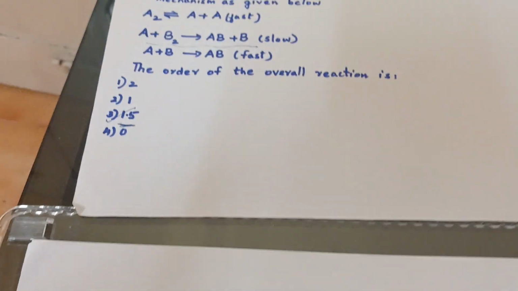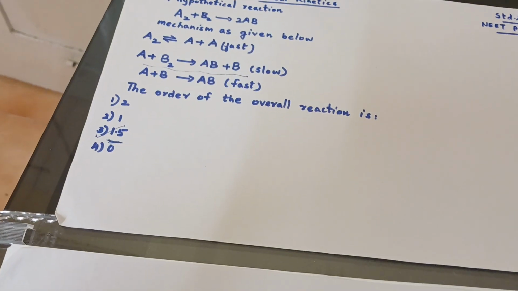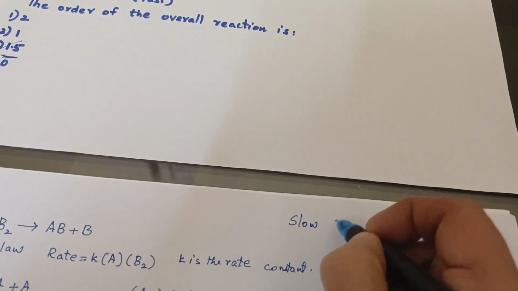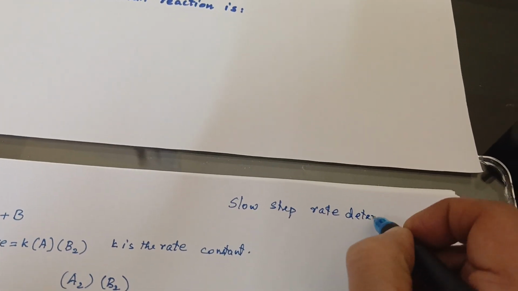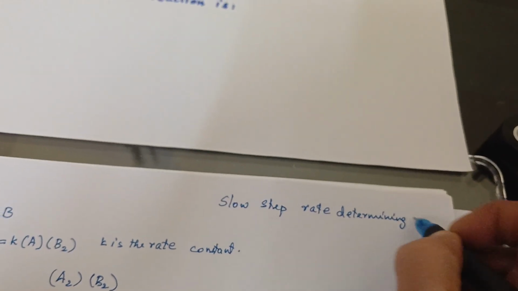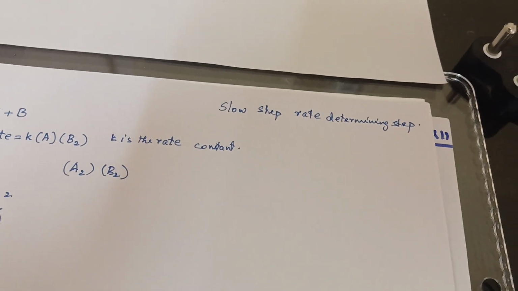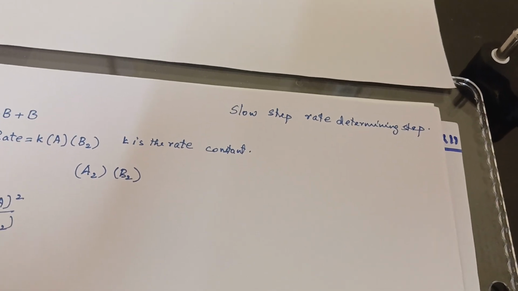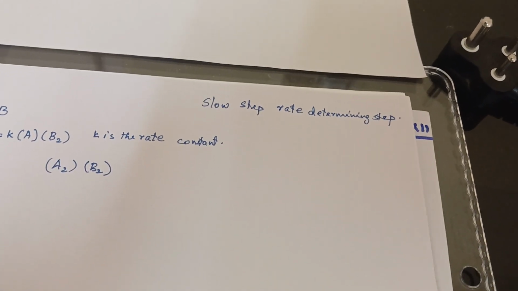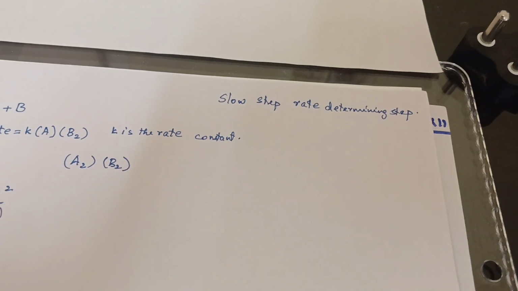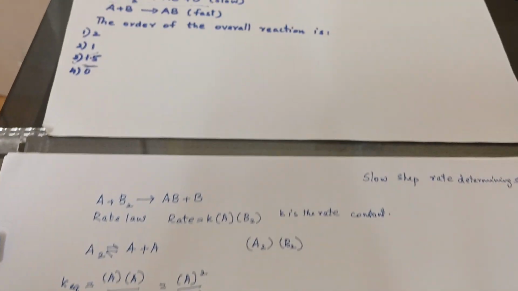So just remember, the slow step is the rate determining step when a reaction mechanism is given like this. So you identify the slow step. Then overall order means the sum of the exponents of the reactant concentrations in the overall rate law. That is how we found the overall order of this hypothetical reaction.